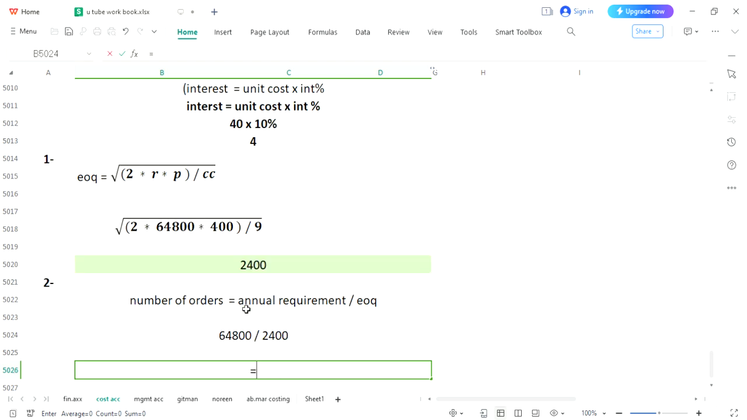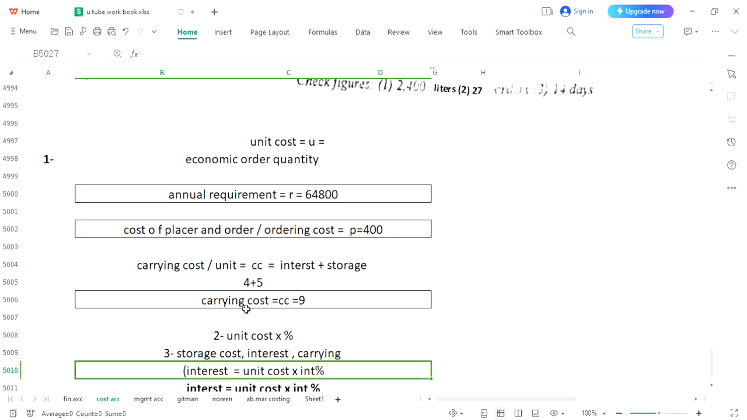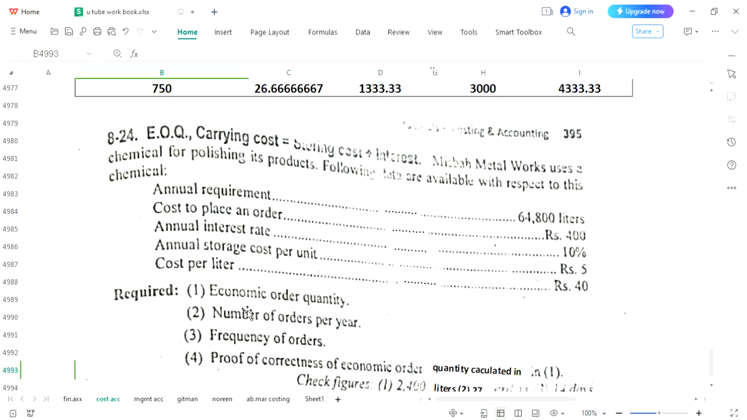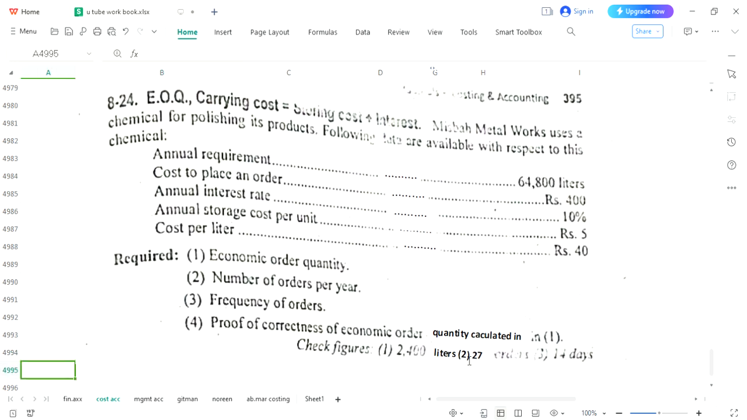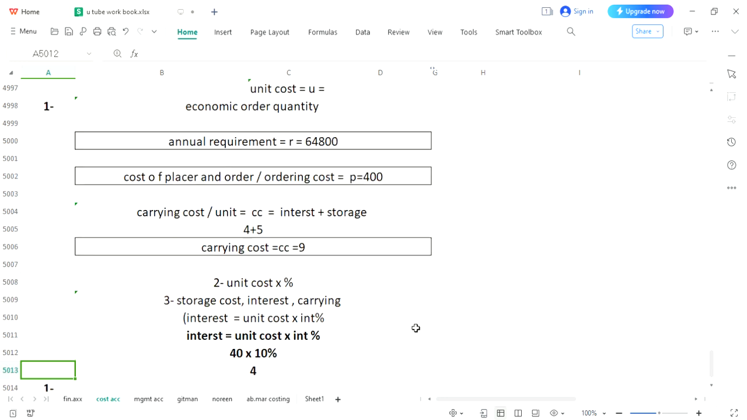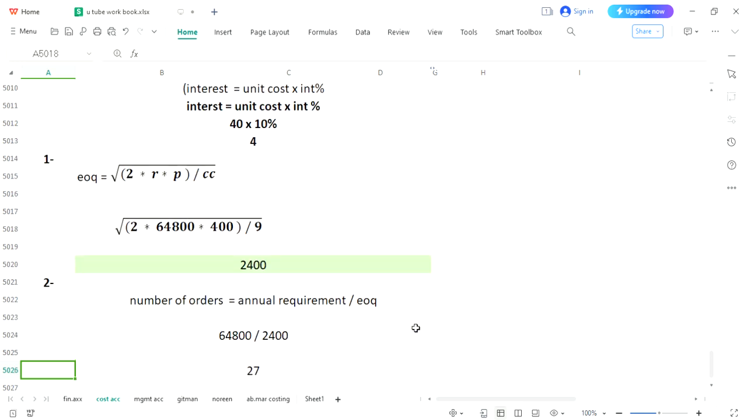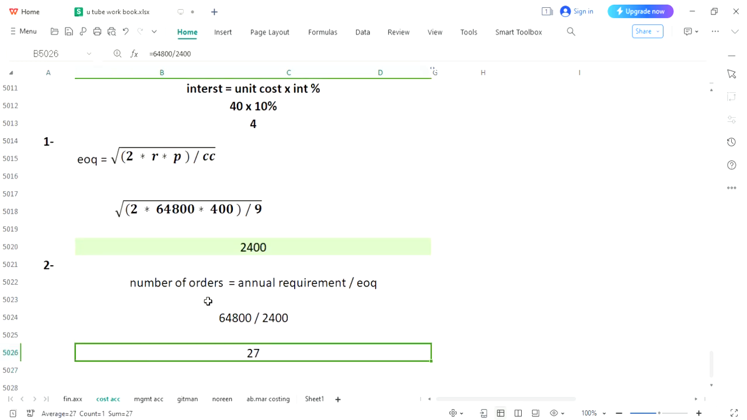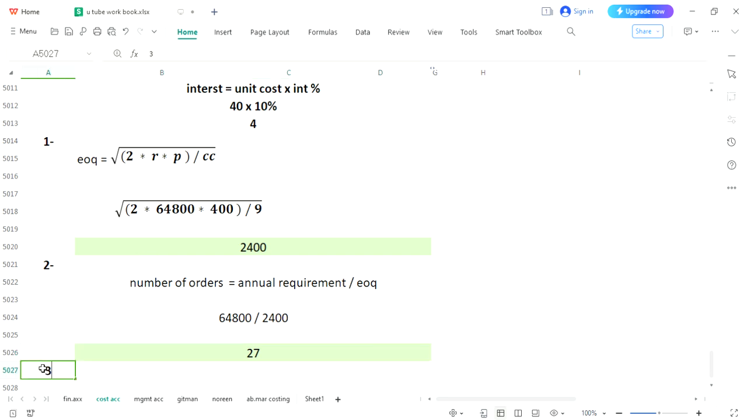Now we can put it on our calculator, and in this way we have got our answer of number of orders. These are 27 number of orders. Here second requirement, and second requirement answer is 27 number of orders, and what we have calculated is also 27 number of orders. So let's mark it as done, and now we will see our third requirement.